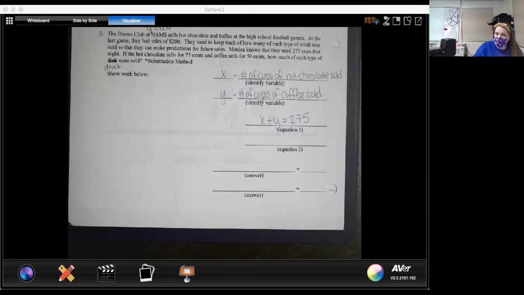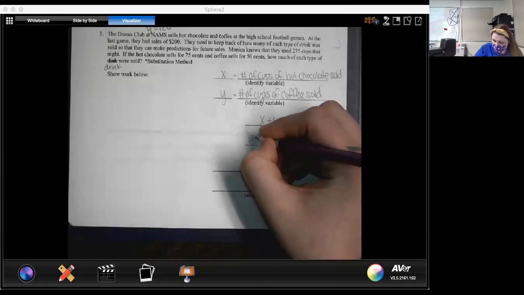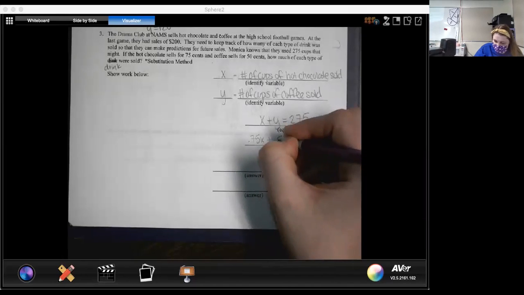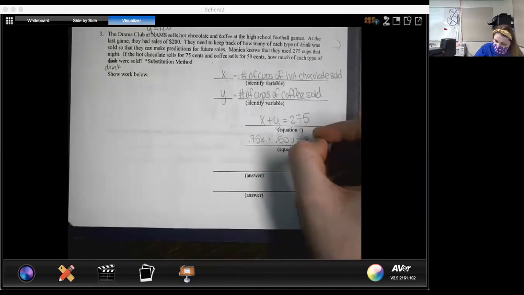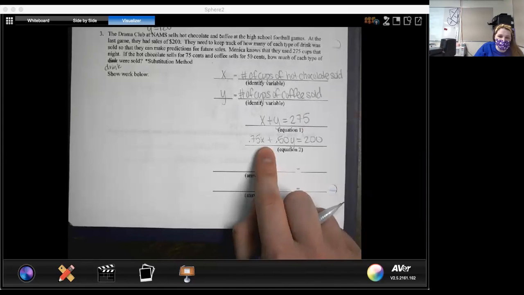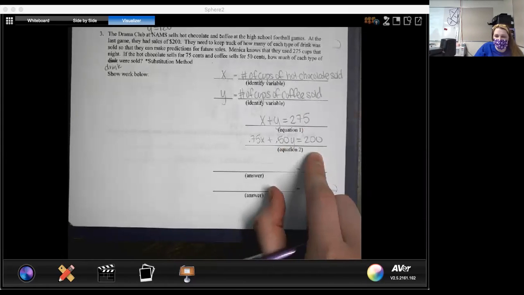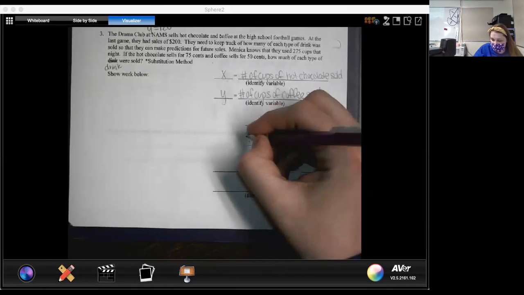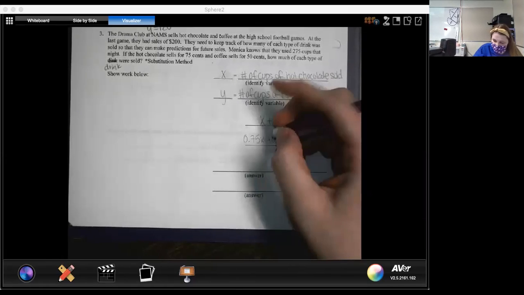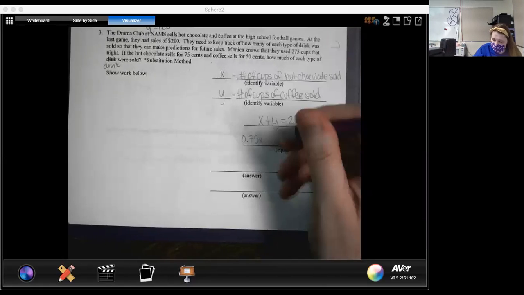All right, so someone new. What should we get for our second equation? Marcus, what did you get? Good. 0.75x plus 0.50y equals 200. And if you wanted to drop the zeros on the front, that's also fine. If you had .75, that's also acceptable.